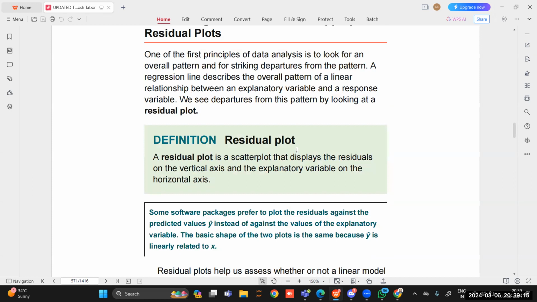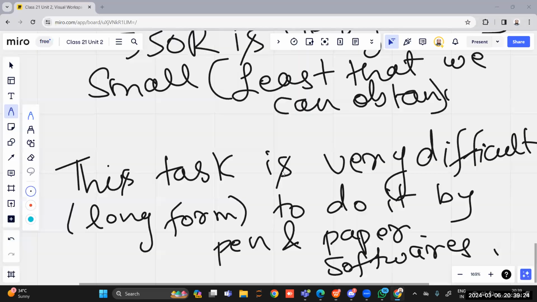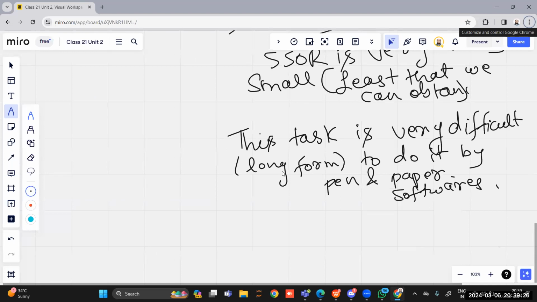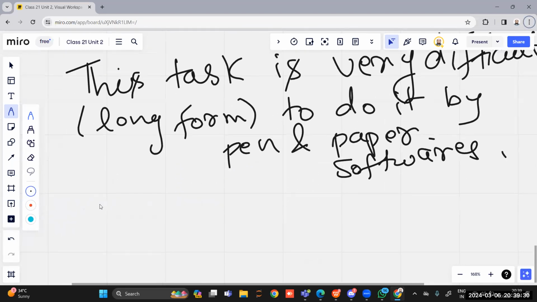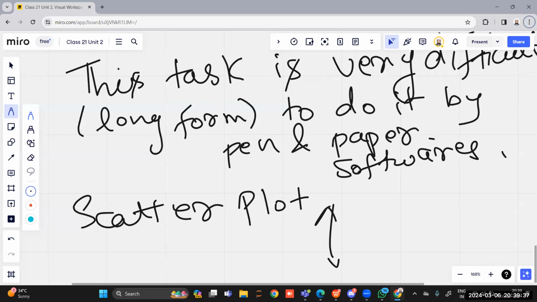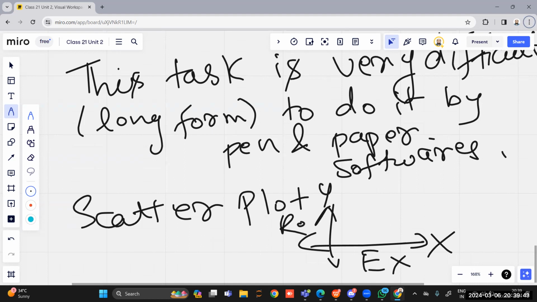Now residual plots. What is a residual plot? A residual plot is a scatter plot that displays the residual on the vertical axis and the explanatory variable on the x-axis. We have seen scatter plots. In a scatter plot, the explanatory variable was on the x-axis, just revising for the purpose, and the response variable was on the y-axis.